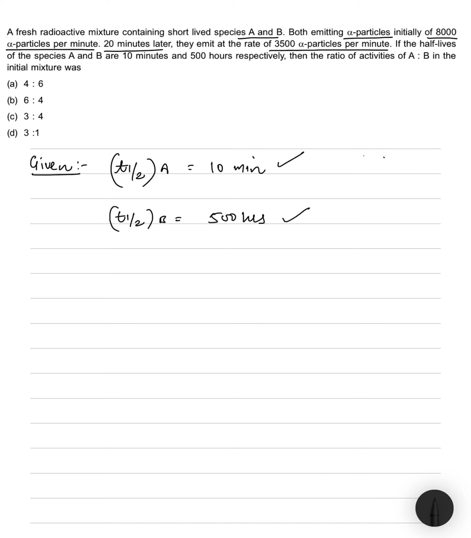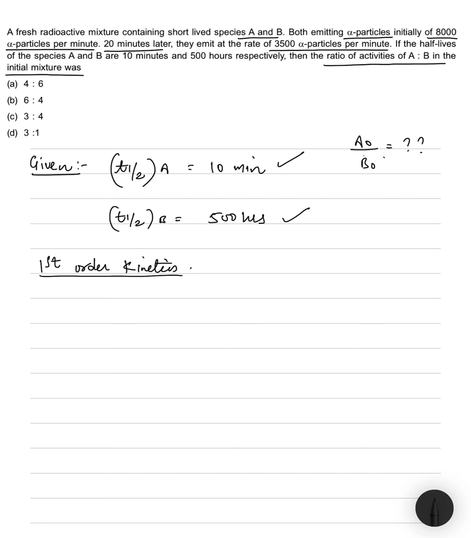The question is asking what is the ratio of activity of A and B in the initial mixture. That is, what do we need to find? We need to find A naught upon B naught. This is the ratio we need to find, right? Now, two things are important to notice: all the radioactive reactions follow the first order kinetics.